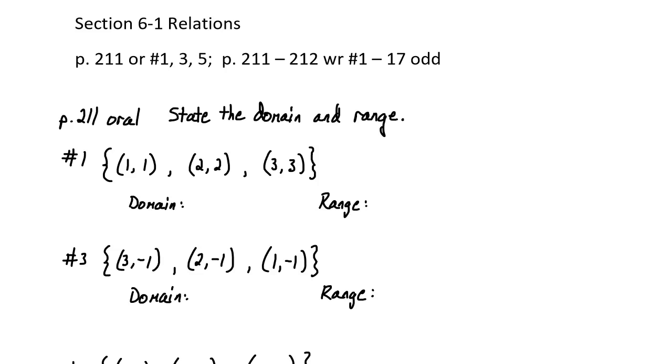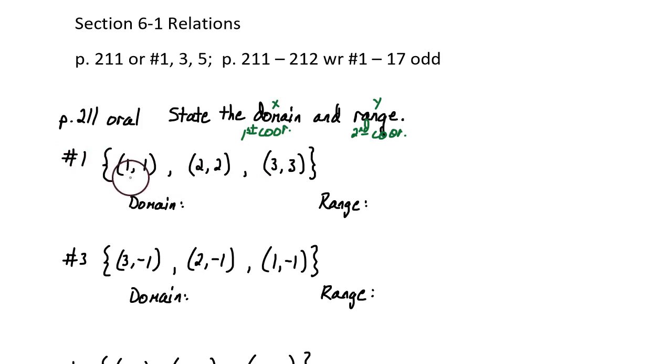On page 211, the orals, we're given some ordered pairs in a set, and we're asked for the domain and range. To do this, we need to know what domain and range mean. Domain is a list of the first coordinates. Often those are the x-coordinates. The range is a list of the second coordinates in the ordered pairs. And often those would be your y-coordinates.